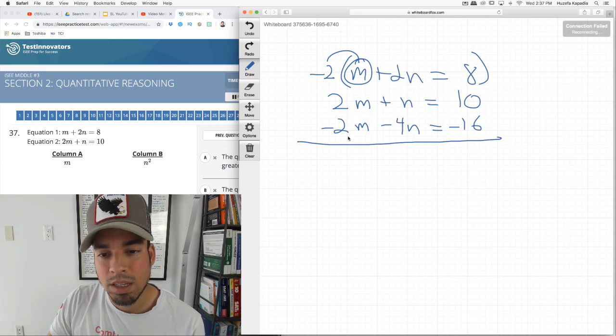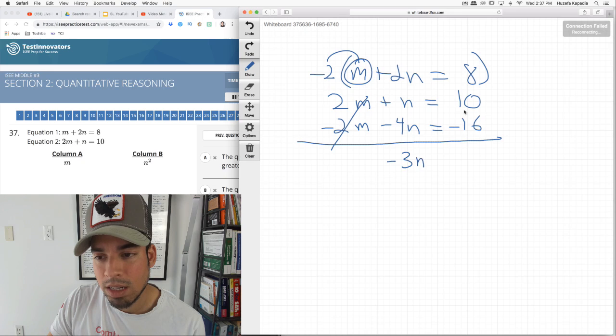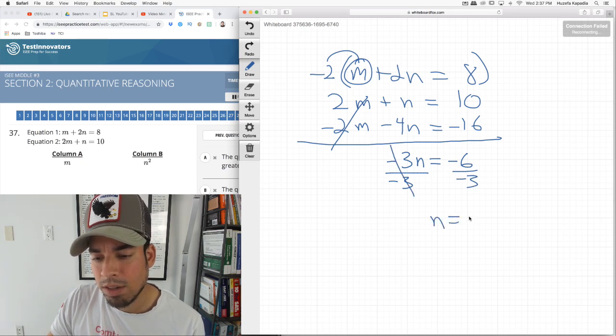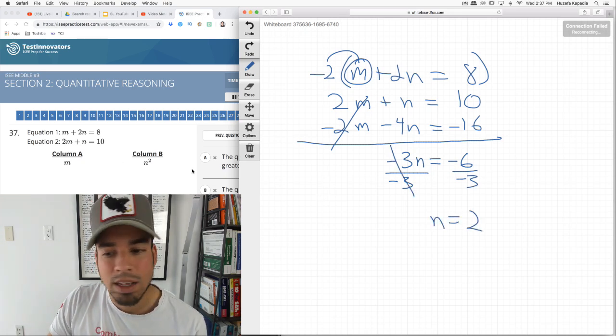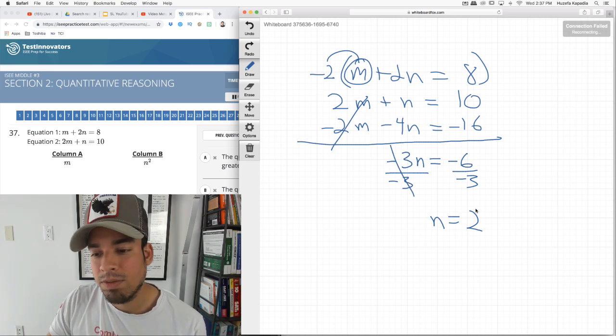Now we're going to add these. 2m plus -2m, 0. n plus -4n is -3n. 10 plus -16 is -6. You can divide both sides by -3. -6 divided by -3 is 2. That's my n value. My m value can be found by taking this and plugging it into either equation.